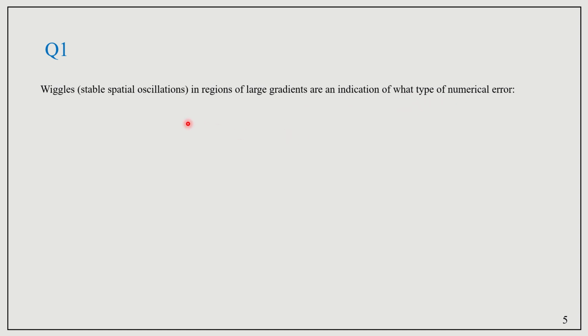I repeat, wiggles, stable spatial oscillations in regions of large gradients are an indication of what type of numerical error. Three things are given: first, it is diffusive; second, it is dispersive; and third, it is truncation. The options below are a combination of these three: diffusive error, dispersive error, and truncation error.